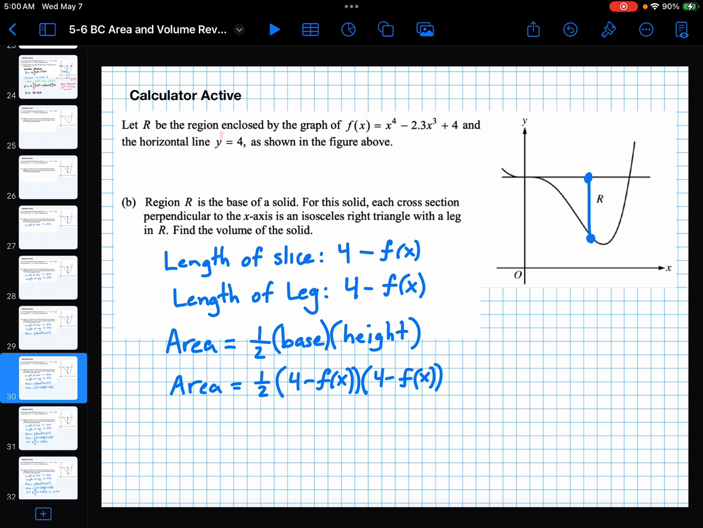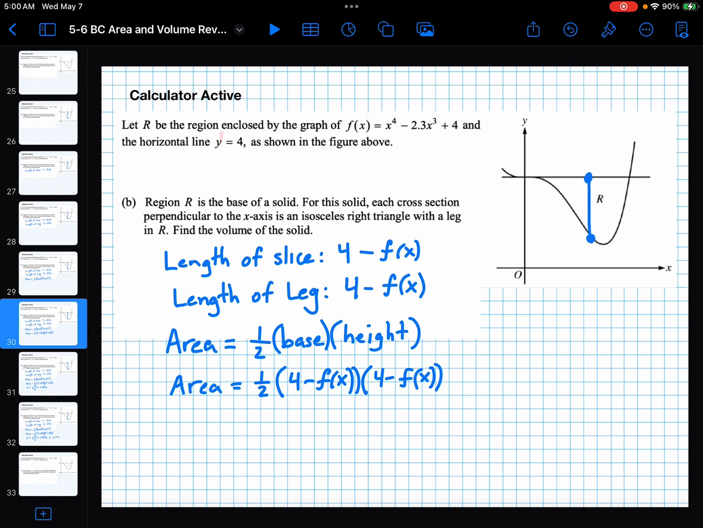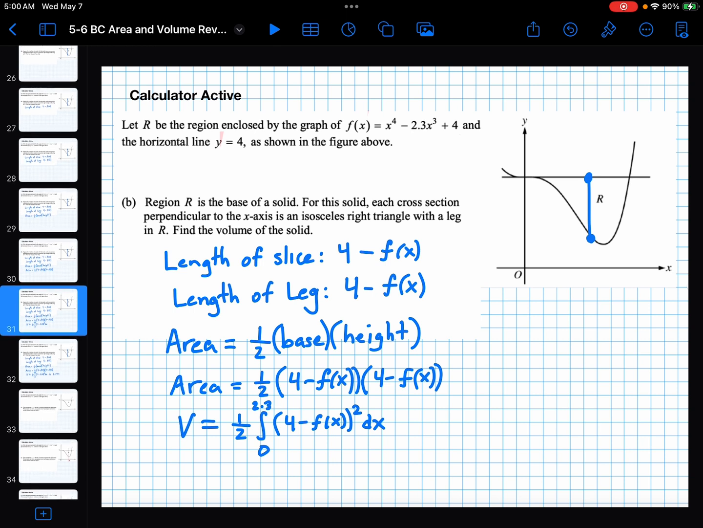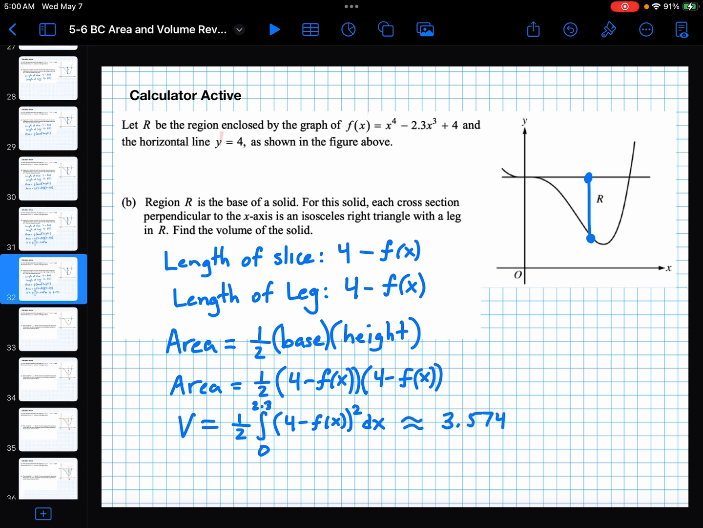So I have an area formula. I just have to write the definite integral, 1/2 base times height. The 1/2 comes out of the integral, and we go from 0 to 2.3 of 4 minus f of x squared dx. Again, those limits of integration are the same intersection points we used in part A. Go to the calculator, work this out, and we get 3.574.